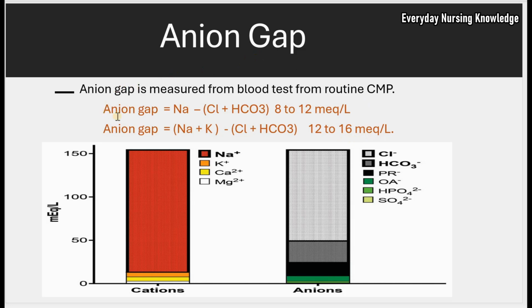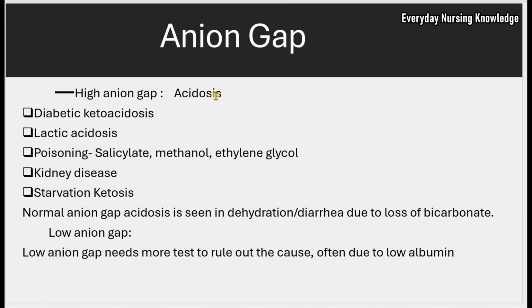Now, what does a high anion gap mean? High anion gap means acidosis. Any condition that causes acidosis can increase the anion gap, like diabetic ketoacidosis, a buildup of ketones that can lead to acidosis and high anion gap. Lactic acidosis, increased lactic acid, acidosis and high anion gap. Poisoning like salicylate, methanol, ethylene glycol increases acid level, causing acidosis that can lead to high anion gap.